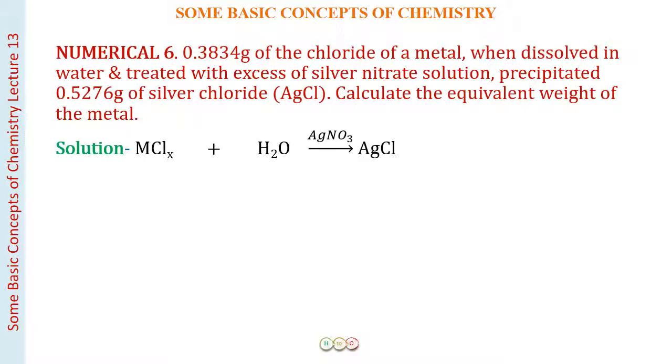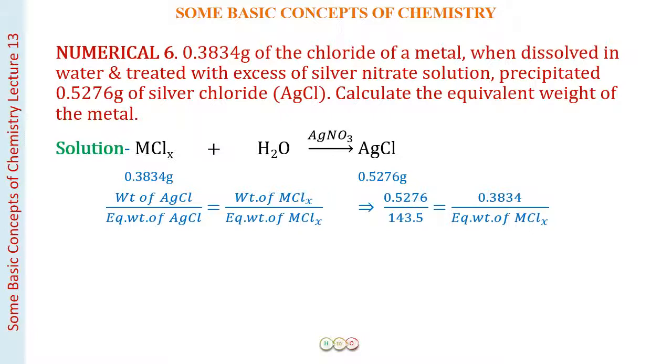But understanding the reaction, we have that MClx, we do not know what is the valency of the M. So we have MClx plus water, then this reacts with AgNO3 to form AgCl. We have not written the complete reaction, but this is what was given to us in the question. So now the number of equivalents of the AgCl is equal to the number of equivalents of the metal chloride. We have the weight of AgCl given to us. The equivalent weight of AgCl you can calculate, and then the weight of the metal chloride is given to you, and you can calculate the equivalent weight of the metal chloride.